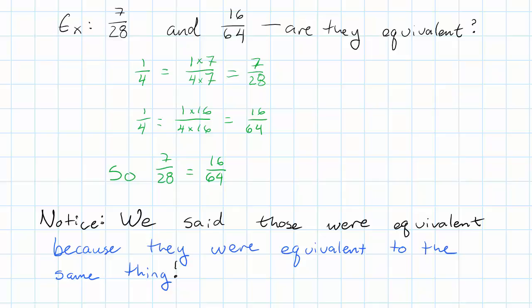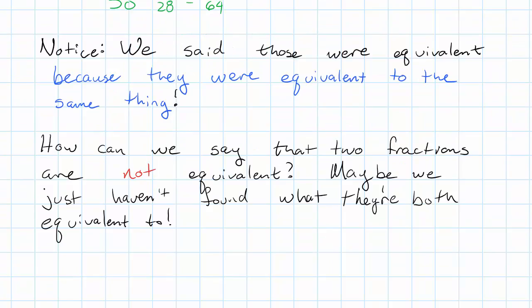So that gives us a way to say that two fractions are equivalent, but it doesn't necessarily give us a way to say that two fractions are not equivalent. How can we say that two fractions are not equivalent? Maybe they're both equivalent to the same thing, and we're just not clever enough to figure out what.